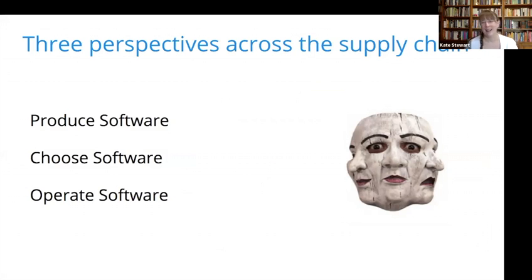Anyhow, there are three perspectives across the supply chain that we all have to consider. Are you producing software? Are you choosing software from someone else to combine and integrate and then produce another software? Or are you looking at it from the perspective of, I've got some software coming in and I'm going to operate it? Those three perspectives have to be considered when working with software and the life cycles of software.